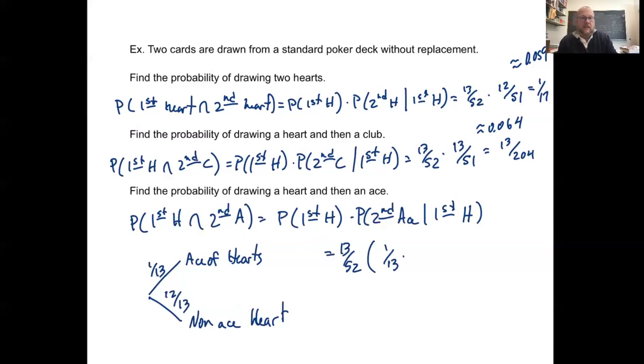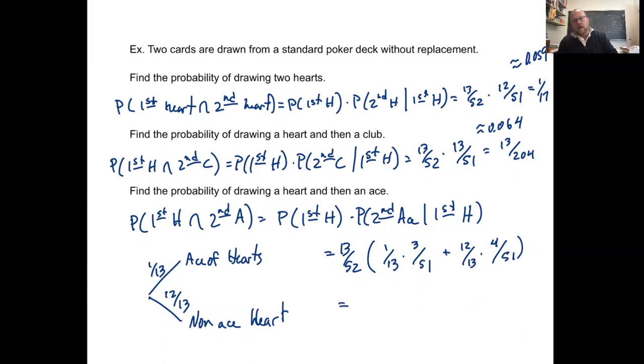That means that we have 3 aces remaining, right? Out of the 51 cards. And then the other possibility out of the 12 13ths there. So on that, you have to think, how many aces do we have remaining? All 4 of them out of the 51 cards.